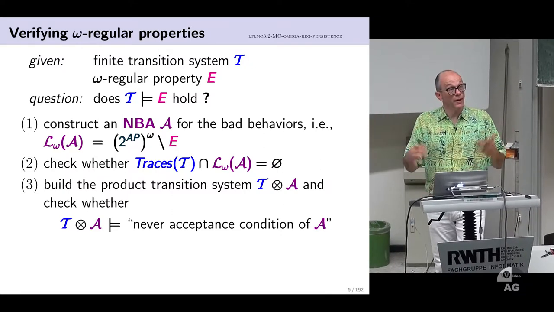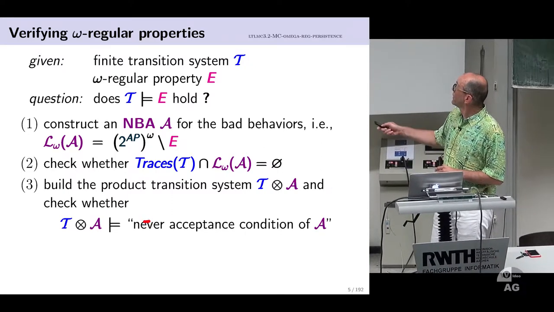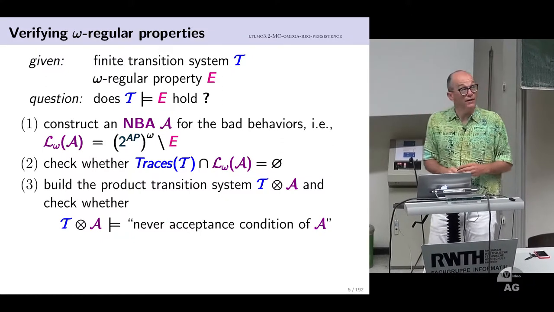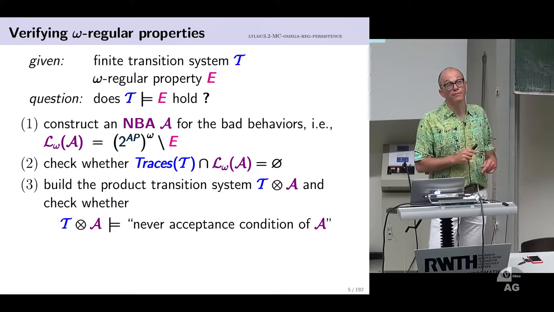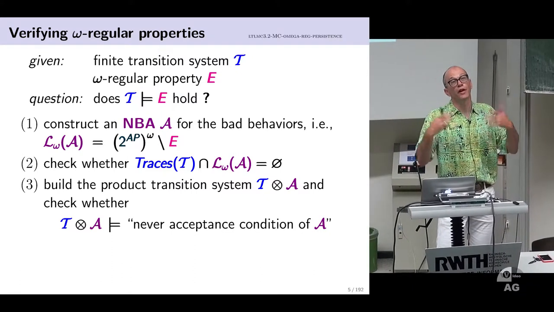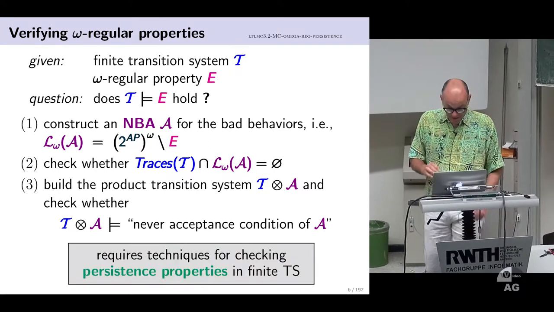The way to do that is by constructing this product. And we're going to check the never acceptance condition of A. Never acceptance condition means actually finitely often F. You get an acceptance condition if you have infinitely often F, and that's what we would like to avoid. Okay.